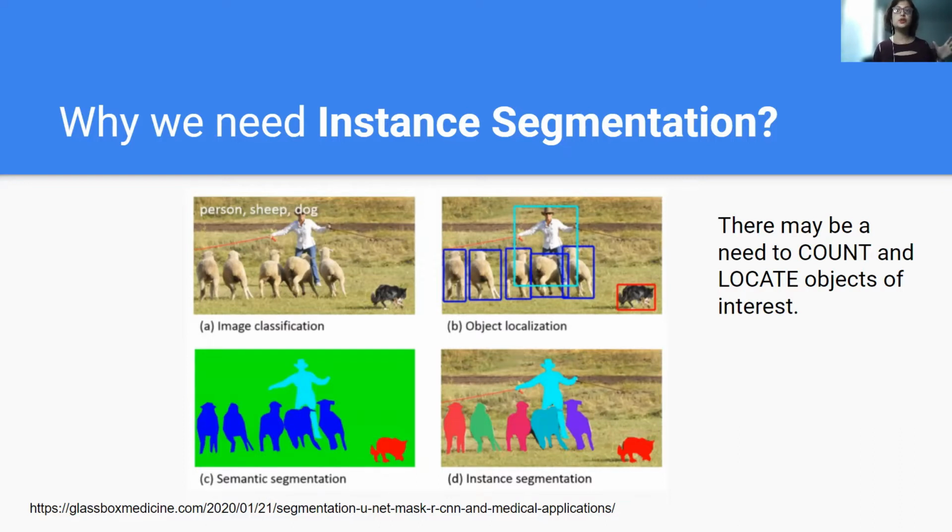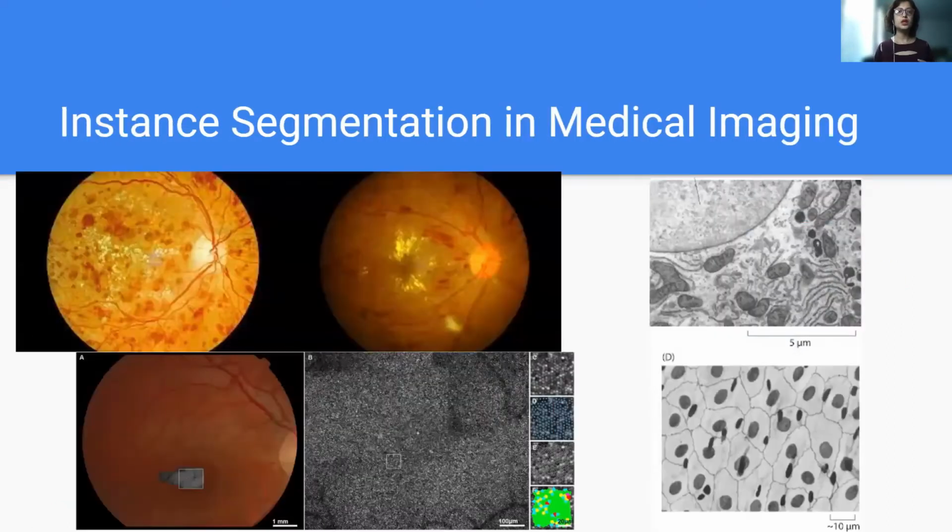So that's the reason why you need instance segmentation rather than semantic segmentation, where you want to have a count as well as locate where these objects are. Now let's look at some examples for medical imaging, like we talked about. If we look at some of the retinal images, these correspond to the anterior part of the eye.